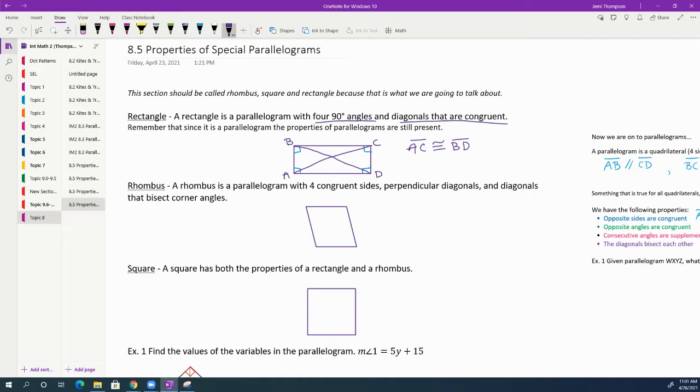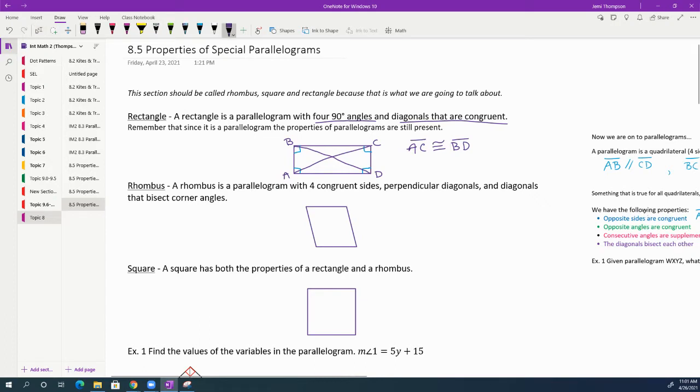So those are in addition to, if I draw your attention back over here, the parallelogram facts: opposite sides are parallel, opposite sides are congruent, opposite angles are congruent, consecutive angles are supplementary, and the diagonals bisect each other. Okay.